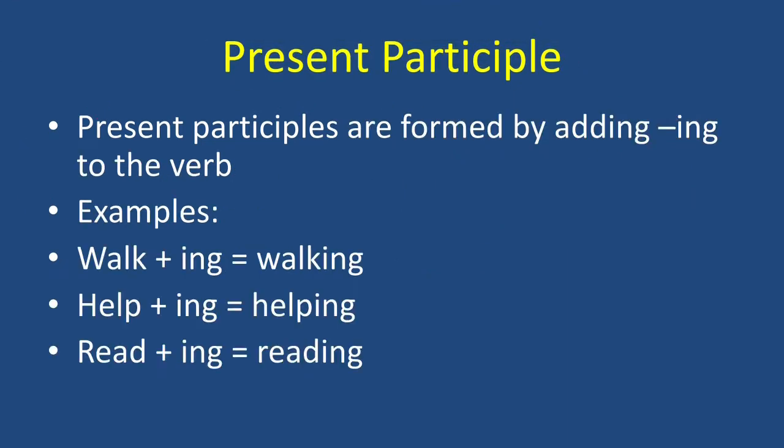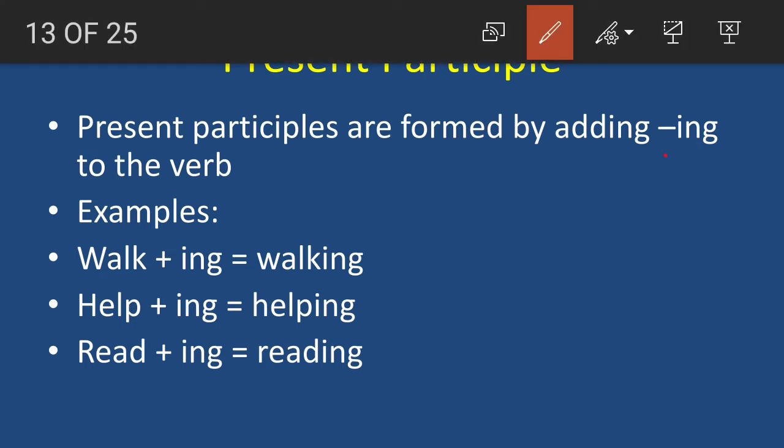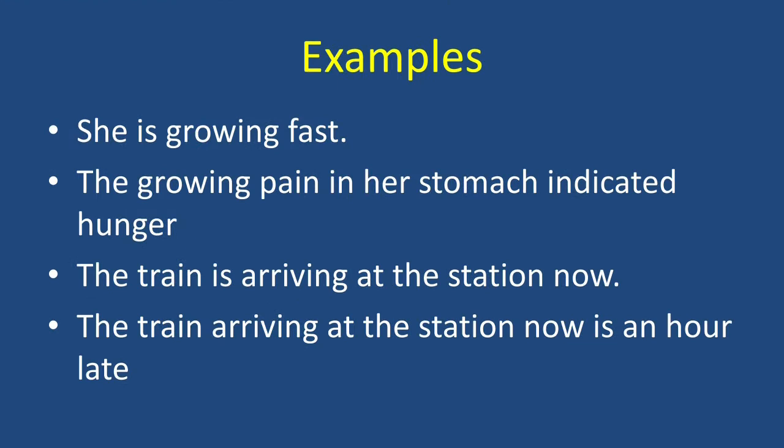Present participle. As I told you, present participle is formed by adding ing to the verb. For example, walk plus ing, that is walking. Help plus ing, that is helping. Read plus ing, that is reading. So when we add ing to the verb, it becomes a participle. Okay, let's continue with examples.